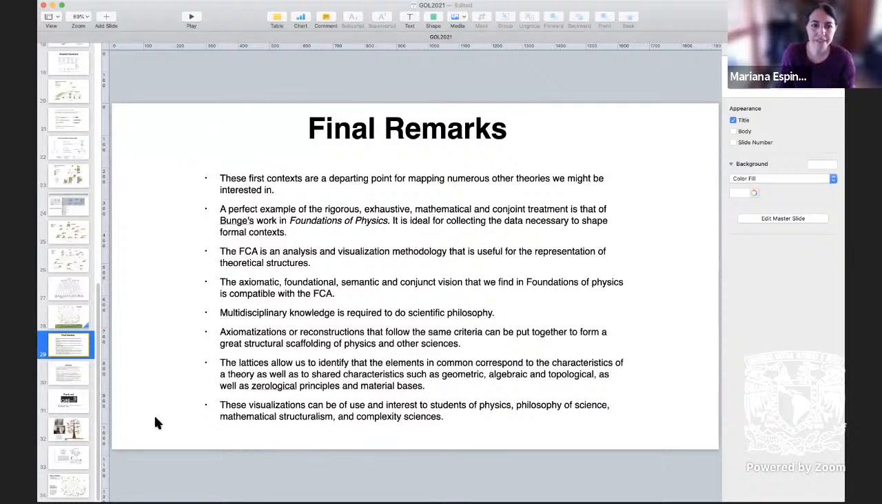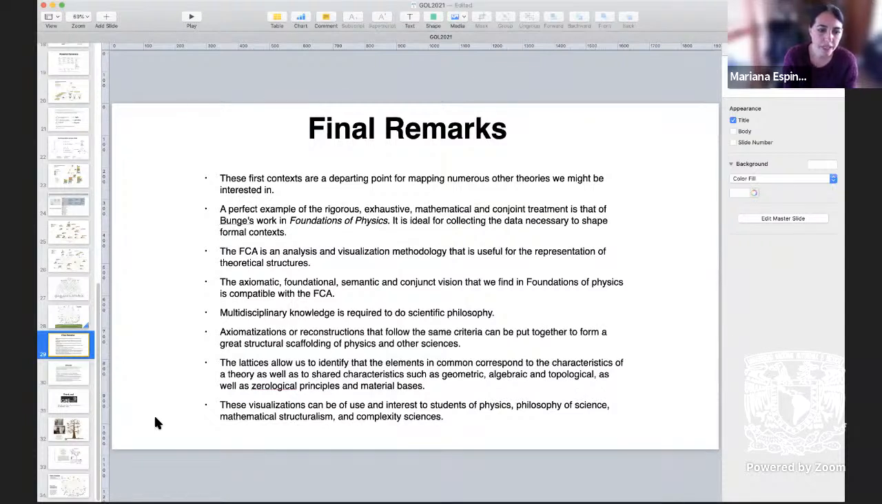Well, all these contexts that I have built are a departing point for mapping numerous other theories that we might be interested in. A perfect example of the rigorous, exhaustive mathematical and conjoint treatment is that of Mario Bunge and his Foundation of Physics, that is a semantic set theoretic approach. It is ideal for collecting the data necessary to shape all of the contexts. Formal concept analysis is a methodology for visualization and analysis of concepts that is useful for the representation of theoretical structures. And this, I think, has not been very well exploited in philosophy of science and in physics. It has been more exploited in data mining and other kinds of classifications, but not for the structuralisms. I think there is very little work on that.